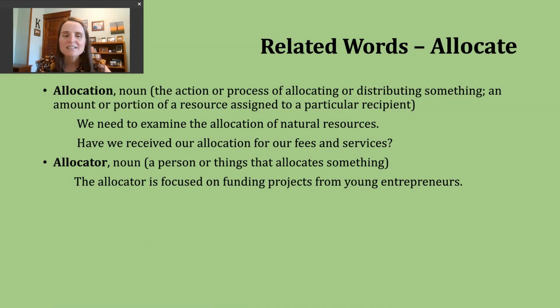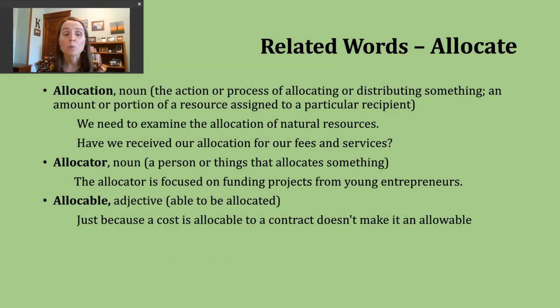So an example of this. The allocator is focused on funding projects from young entrepreneurs. Okay. This sentence came from, I believe it was a press release, right? Soliciting sort of new ideas, proposals, as people kind of start or create new products and businesses. So this person who's going to be giving funding to different groups, right? They want to especially work with younger people who are just beginning their businesses.